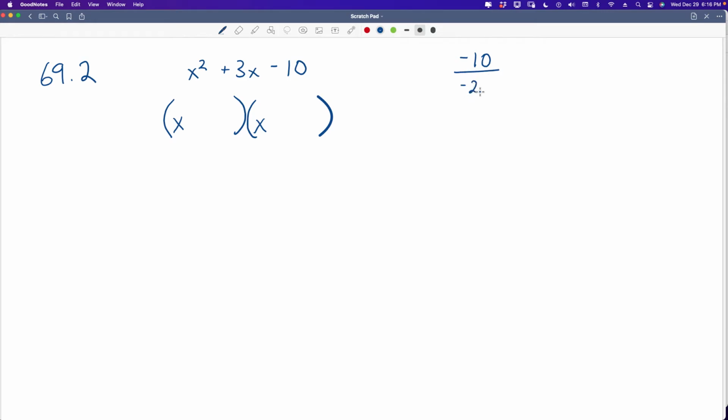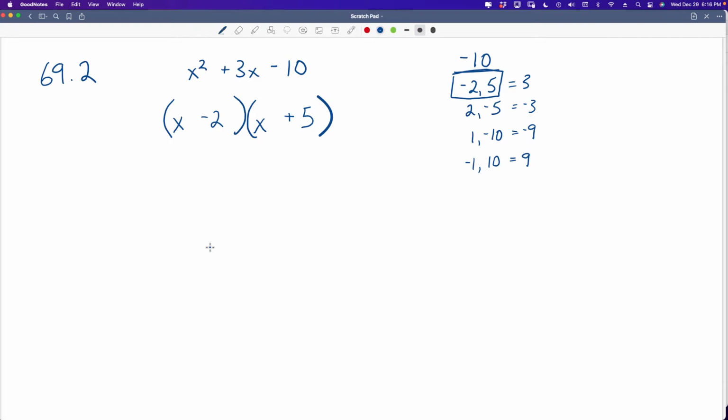So negative 2, positive 5, positive 2, negative 5, 1 and negative 10, negative 1 and positive 10. And then we combine. That'll be 9, negative 9, negative 3, positive 3. We need a positive 3, so this is the pair of terms that we will use. Negative 2 and positive 5.